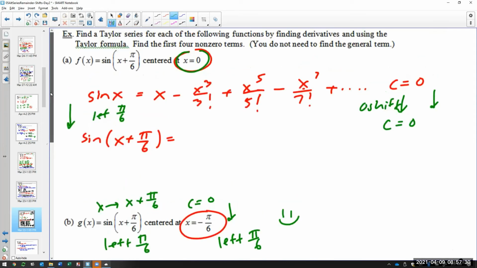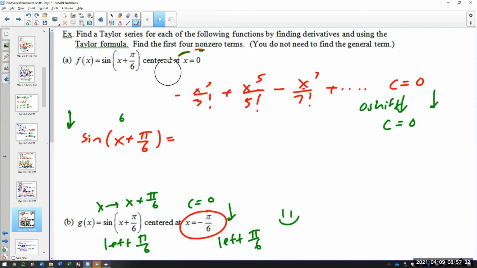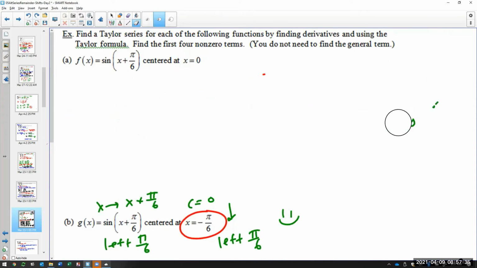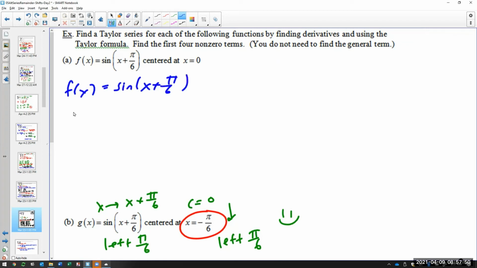So let me go ahead and do this one up here, just so you understand how to do this. Well, let me ask you. If I can't substitute, how do I find a Taylor series? You have to do the table. So you start with what you have. f of x is equal to sine of x plus pi over 6. Then you take the derivative. The derivative of sine is cosine of the same thing, but you have to multiply by the derivative of the inside, but that's just 1, so not a big deal.